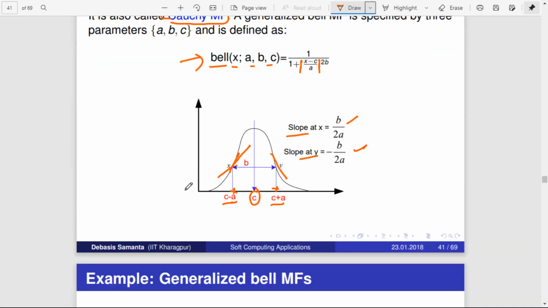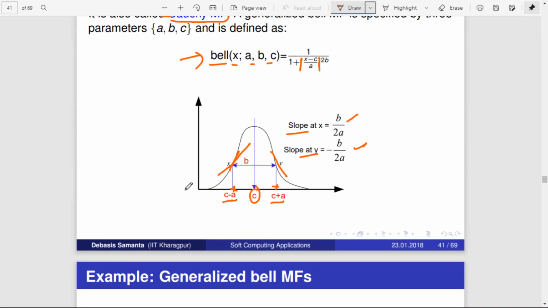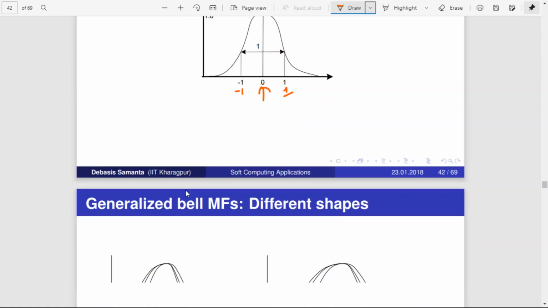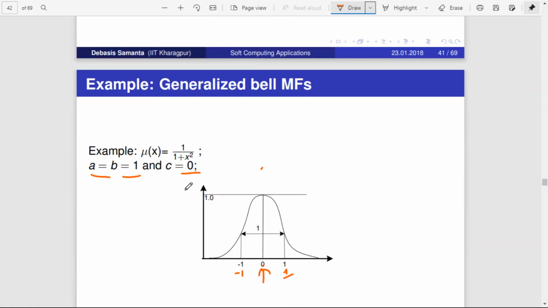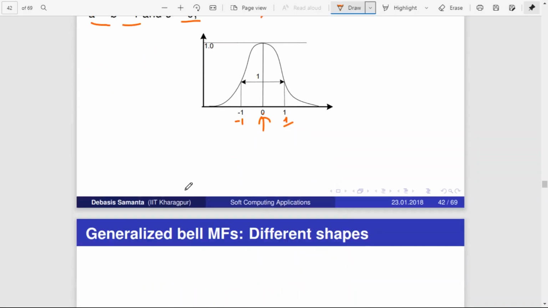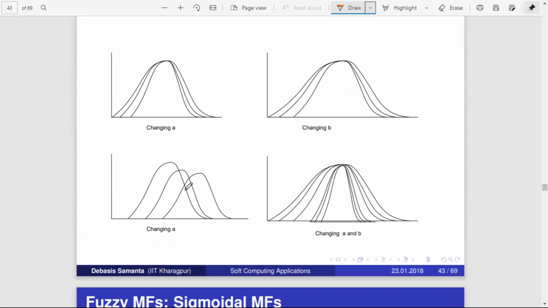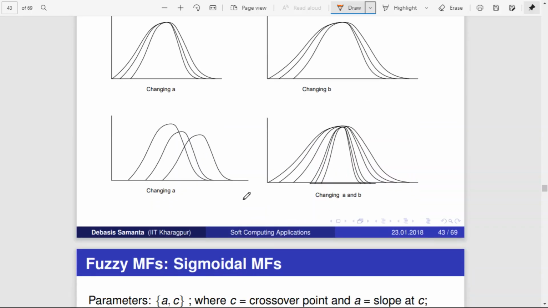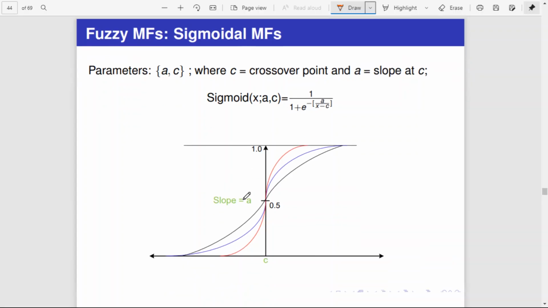So in this generalized bell curve, by changing a and b, the shape of the curve can be changed. That is, by changing a, the curve can become like this, similarly like this. By changing b, it may become like this, right? So by changing a and b, you can change the shape of the curve. Okay. So next we will be discussing sigmoid.